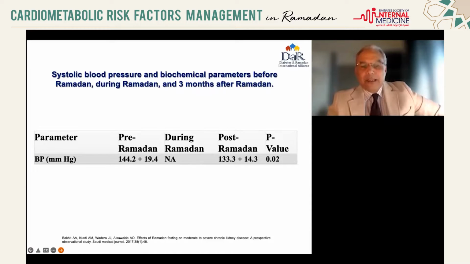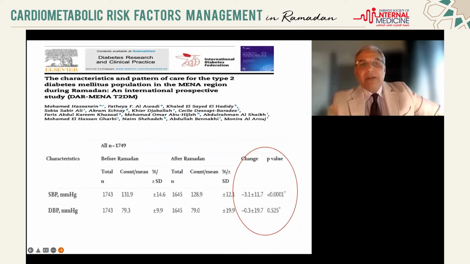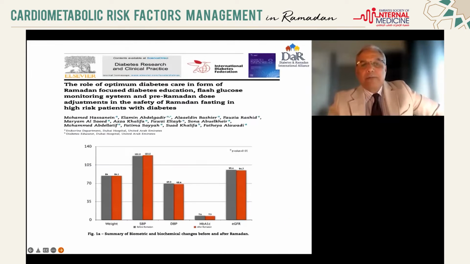When you look into this other study done from 2017 in Saudi Arabia, you can see a very decent reduction of systolic blood pressure of 11 millimeters mercury, which was also statistically significant. In our study of the Darmina, we saw a small reduction of 3 millimeters mercury systolic and marginal reduction in diastolic, which was not really clinically or even statistically significant at all.